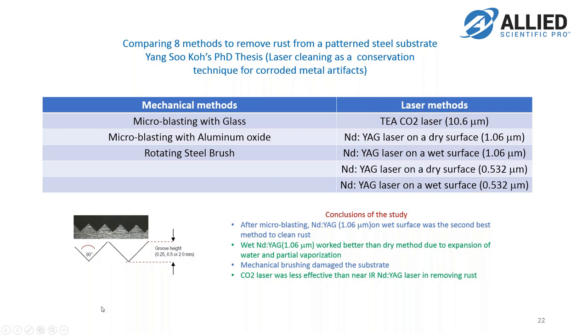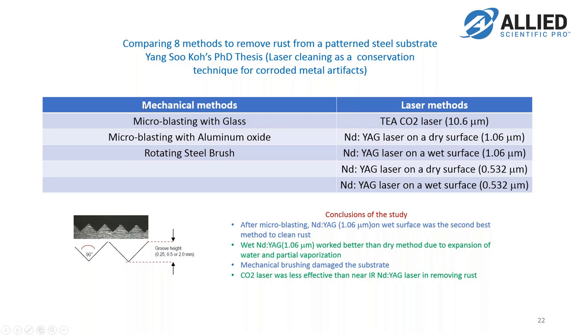Several identical pieces were made and put in a rusting chamber, and they were rusted to a certain degree. Then all these methods were applied to remove the rust and compared with each other to see which one works better. Microblasting with glass, microblasting with aluminum, and a rotating steel brush. Microblasting has the advantage of mechanical transfer of momentum from the solid pieces to the coating material that has to be removed. That turns out to be quite important. Rotating steel brush, we'll see how it works.